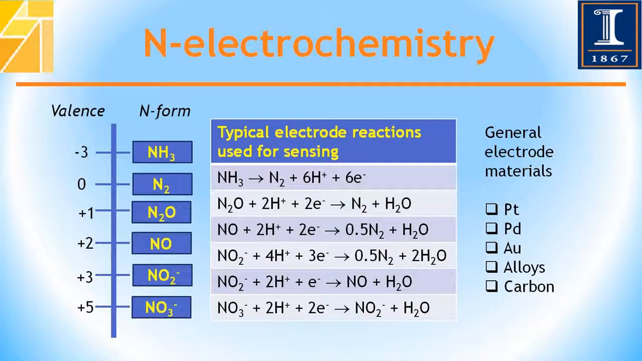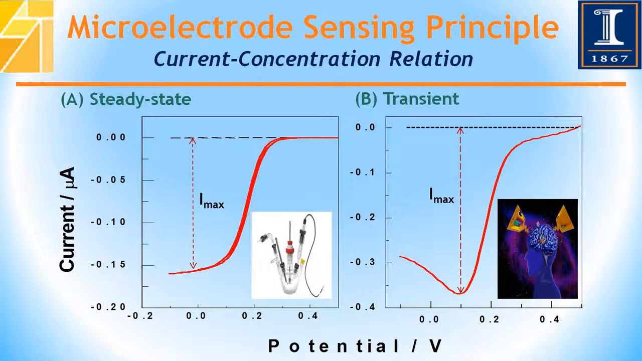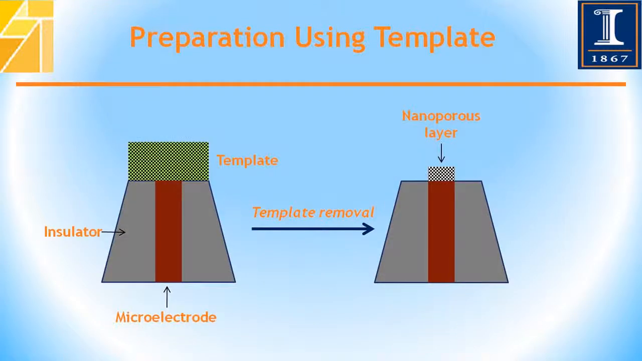Nitrogen has 5 major forms: ammonia, nitrogen gas, nitrogen oxide, nitrite, and nitrate. We use the electrochemical reaction in the table for sensor applications. The microelectrode sensor principle is based on the current-concentration relationship. Normally, we apply potential to the electrode and measure the current responses. There are 2 major responses.